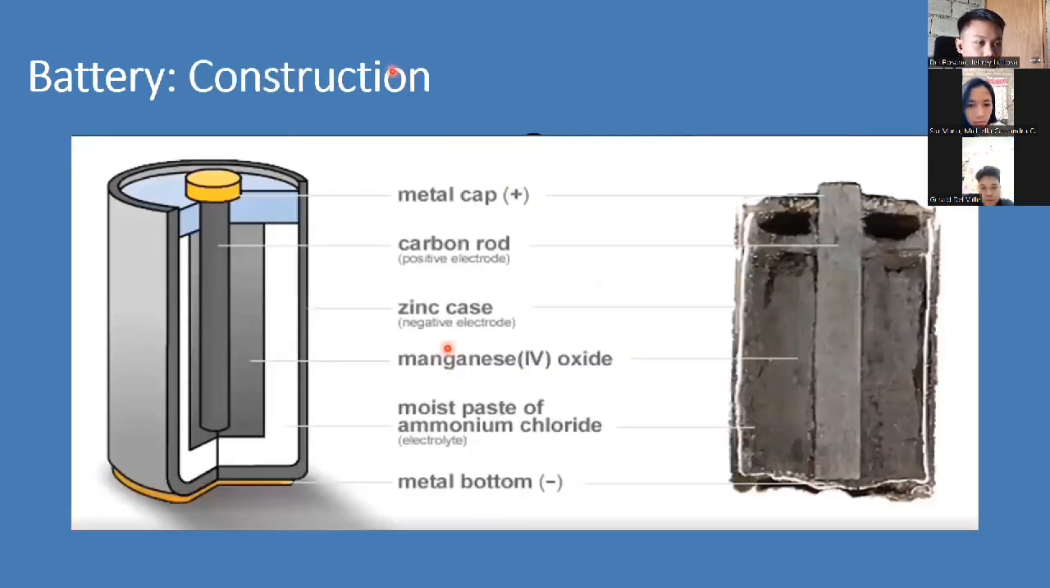This is the battery construction. Of course, the metal cap is the positive, the positive on top, and then the carbon rod. Then the zinc case wraps around the carbon rod, and that is the negative electrode. The carbon rod is the positive electrode. Next is the manganese oxide. And after that, the white part is the moist paste of ammonium chloride, the electrolyte. And the very bottom is the metal bottom, which is the negative.